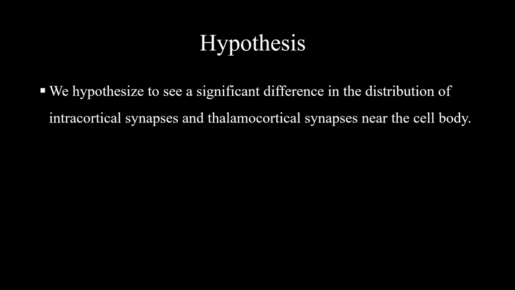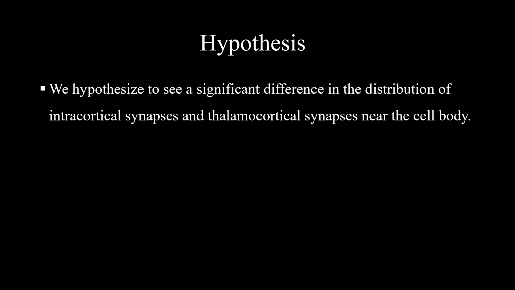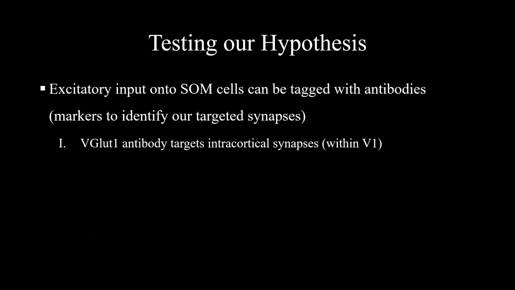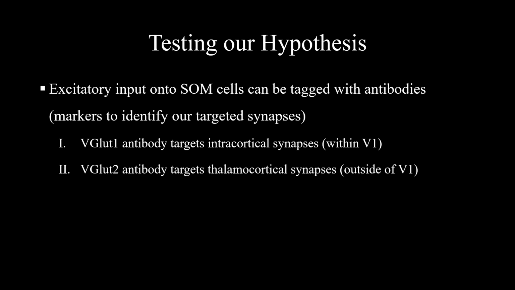Hypothesis. So we hypothesized to see a significant difference in the distribution of intracortical synapses and thalamocortical synapses near the cell body. How are we going to test our hypothesis? So excitatory input onto SOM cells can be tagged with antibodies, basically markers to identify our targeted synapses. And VGLU1 antibody targets intracortical synapses within the visual cortex. And VGLU2 antibody targets thalamocortical synapses outside of V1.